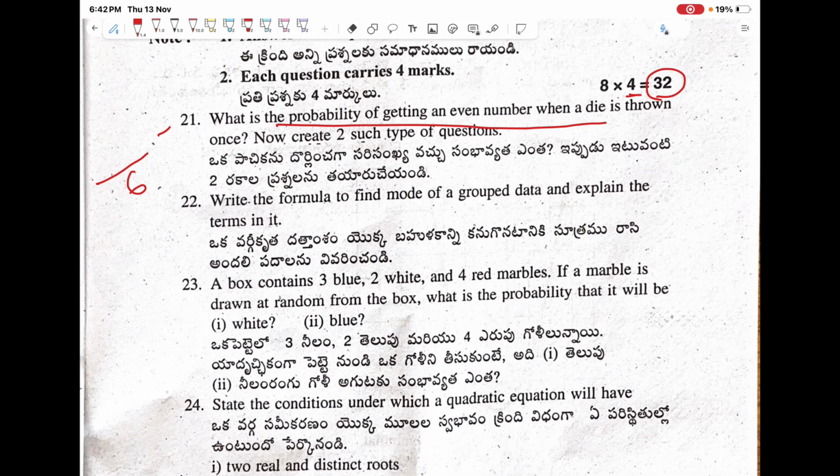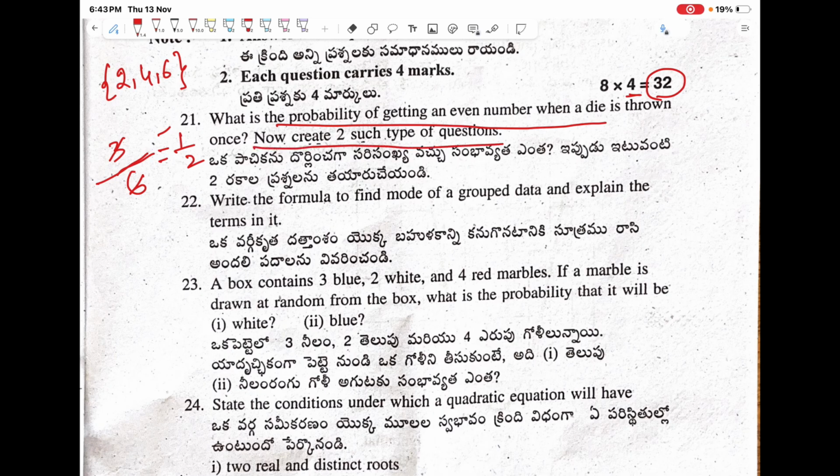Now go to the question. Probability of getting an even number. How many even numbers do you see in the die? 2, 4, 6. These 3. So in a die, you have 3 even numbers. So out of 6, you have 3 even numbers. When you cancel this, you will get the answer 1 by 2.